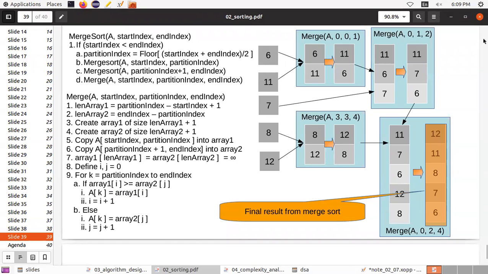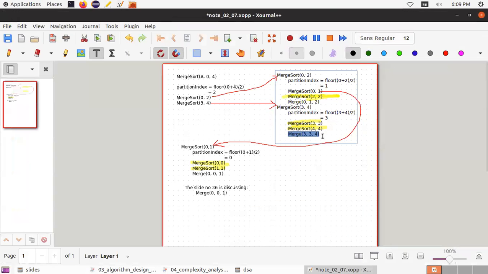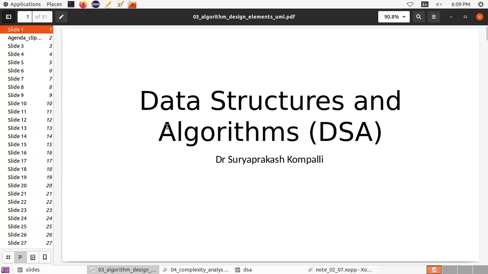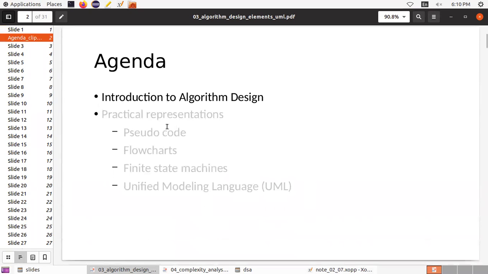Okay. Now we'll change the topic and move to a different subject. So we are going to move to algorithm design. And in this topic, we'll be discussing pseudo-code, flowcharts, finite state machines, and unified modeling language.